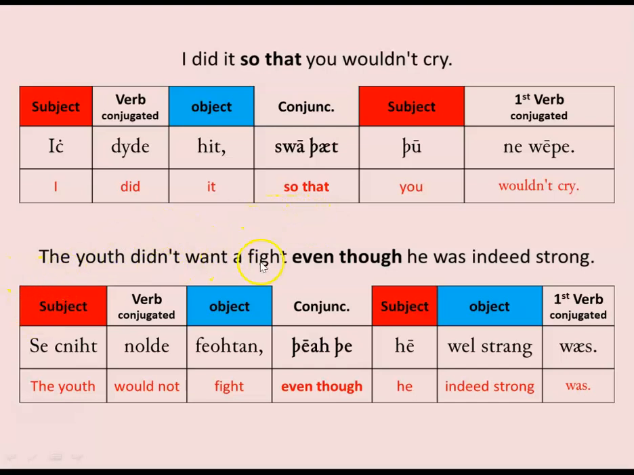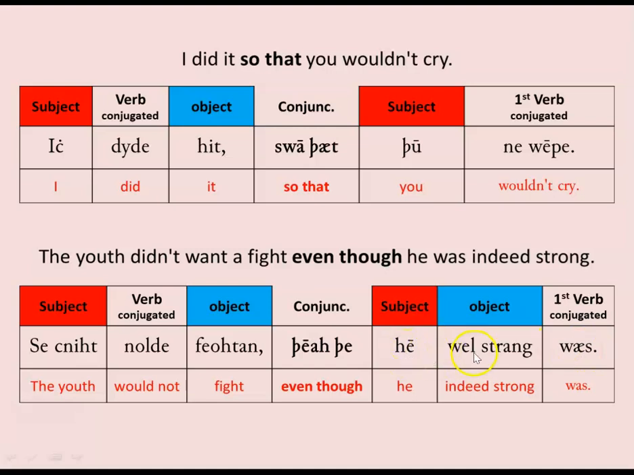The youth didn't want to fight, even though he was indeed strong. So the youth didn't want to fight is an independent main clause, can stand on its own. So subject, verb, object. Ze kan niet nolde vechten. And now comes the subordinate clause, because we're going to add some more information. Theek there, even though. He wel satarang was.